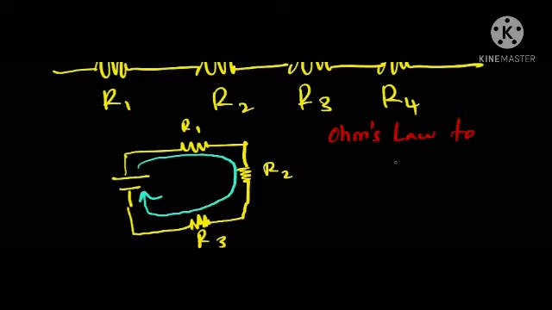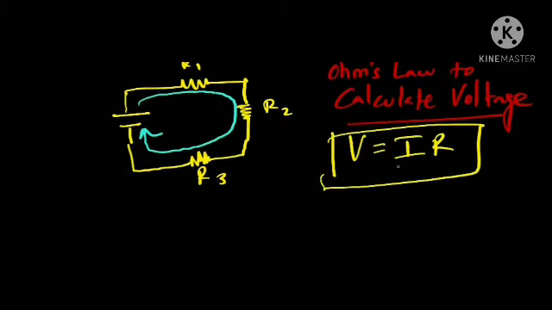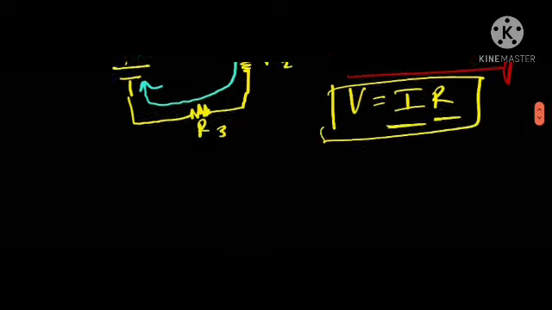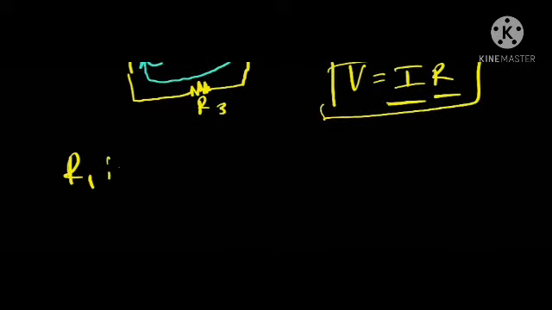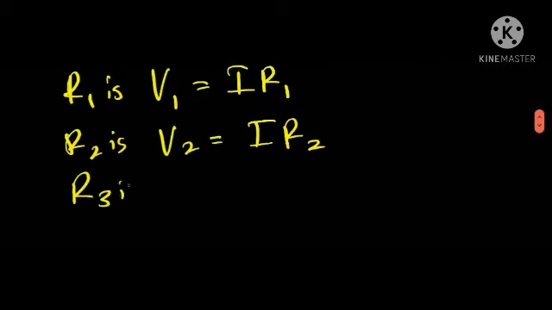According to Ohm's law, the voltage drop V across a resistor when a current flows through it is calculated by using the equation V equals IR. So the voltage drop across R1 is V1 equals IR1, across R2 is V2 equals IR2, and across R3 is V3 equals IR3.